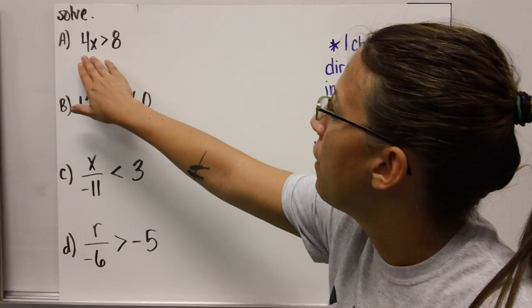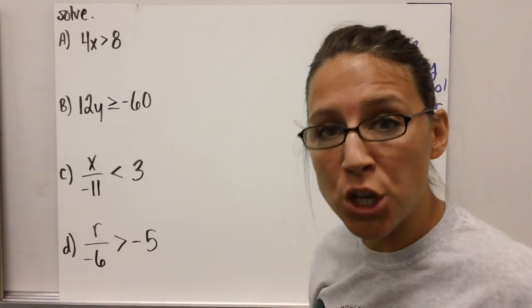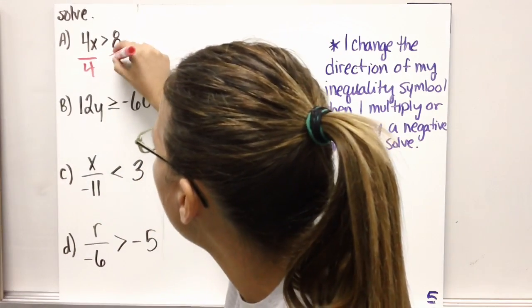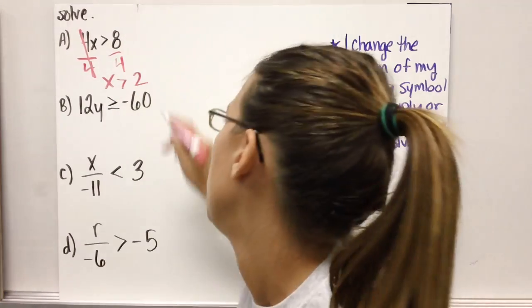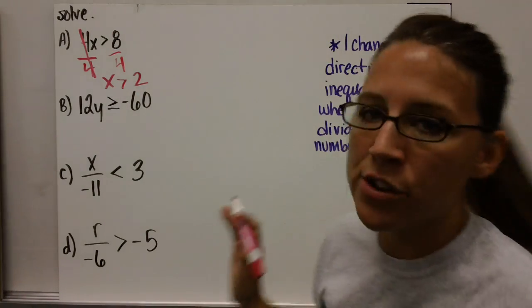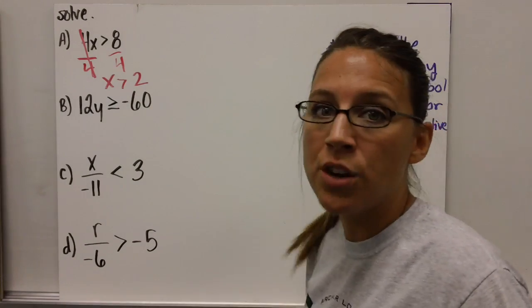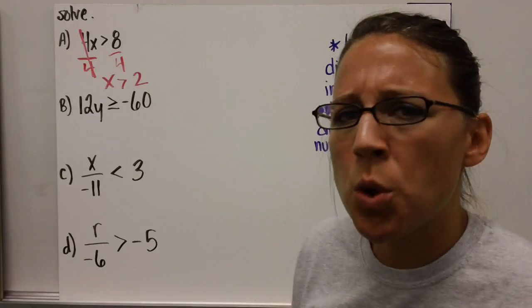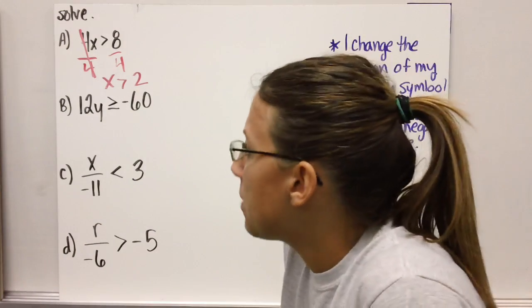First, solve. 4x is greater than 8. What's the opposite of multiplication? Division. So I can divide both sides by 4. This leaves me with 1x is greater than 2. I don't have to graph it or anything. The directions didn't say so. So x is greater than 2 is a great answer. And that's exactly it. No negatives to worry about.